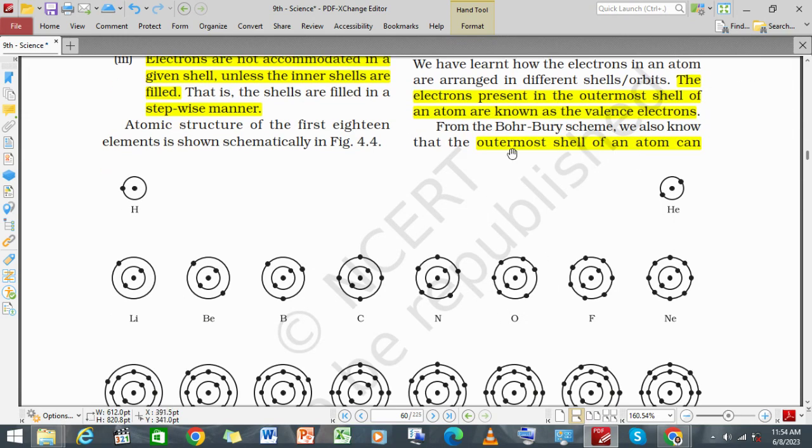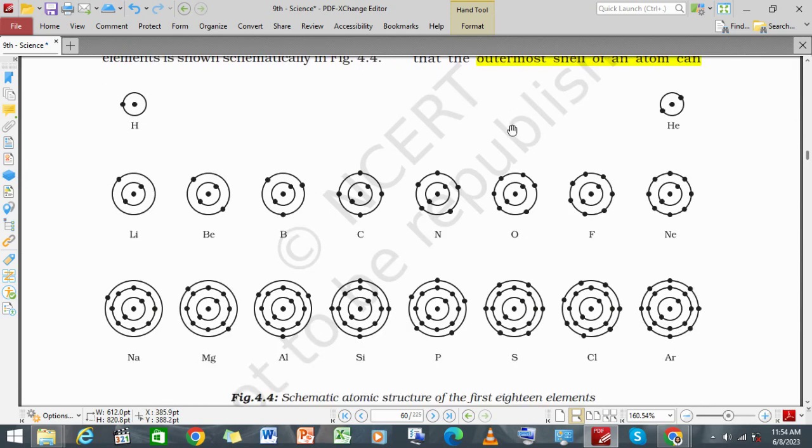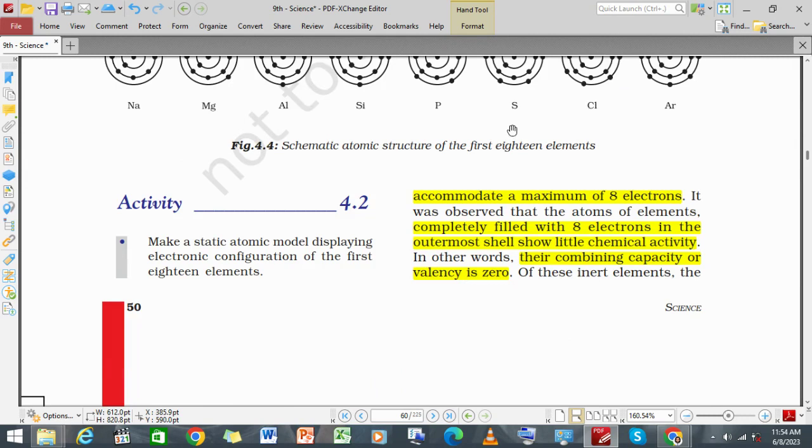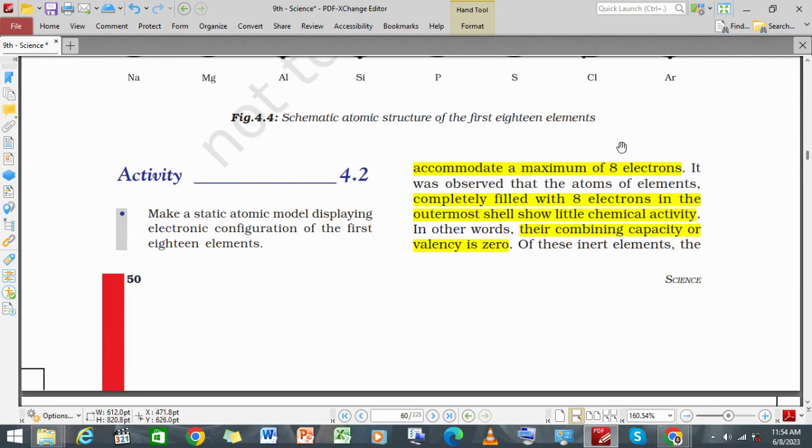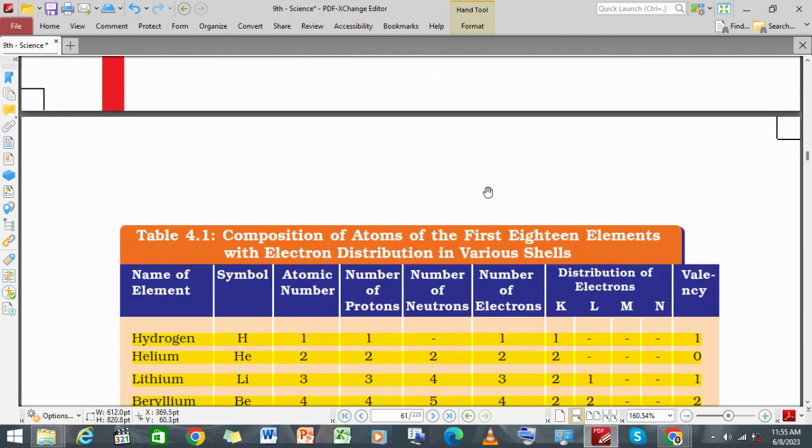The electrons present in the outermost shell of an atom are known as valence electrons, and the outermost shell can accommodate a maximum of 8 electrons. The shells hold 2, 8, 18, 32, but the outermost shell can hold only 8 electrons. An outermost shell completely filled with 8 electrons shows very little chemical activity, so the combining capacity, or valency, is 0.